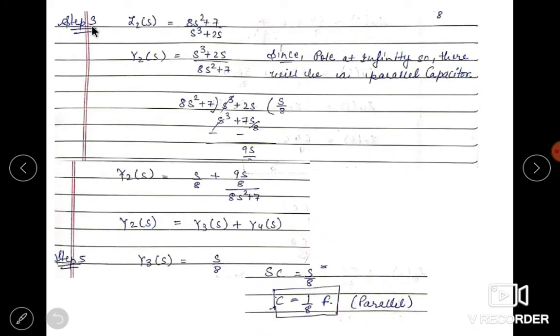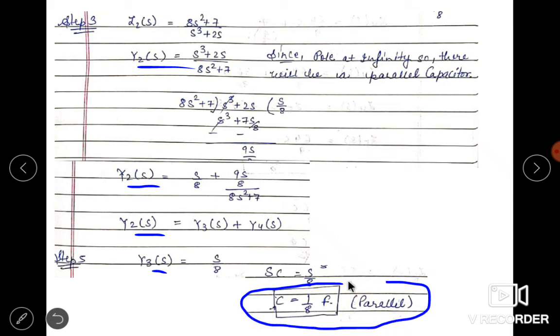So in the next step, step 3, you have to find out the value of this function. So simply divide this function. You have to find this as 9 by s plus this one. So 9 by s means, in the case of a capacitor, this Z2 becomes like an admittance, and the admittance value is like this. While we are solving this, we have to find out the value of the C. So these are the values of the C.